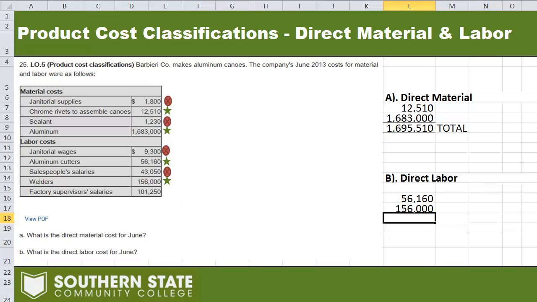And then finally, the factory supervisor, not going to be included in direct labor. A lot of times what happens in a factory is you have multiple product lines going on, and it's hard to tie their salary to any one given product. So a lot of times that's not going to be included in your direct labor. So we only have two amounts for direct labor. We're going to add those together, and we get a total. And that's going to be our amount for part B that we would put down for direct labor. So the biggest part is just separating your amounts that don't go into direct material and labor out from the ones that do.